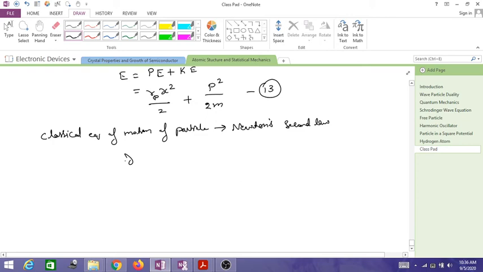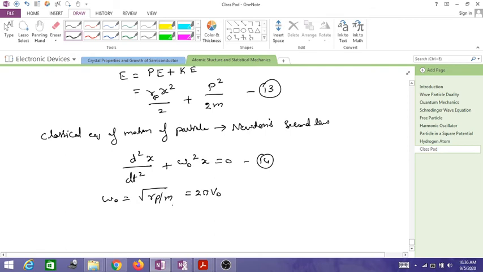So then, differentiating with respect to time, d square x by dt square plus omega naught square x is equal to 0. Let us call this equation number 14, where omega naught is equal to root of gamma p by m, which is equal to 2 pi into v naught, where v naught is the frequency of oscillation.